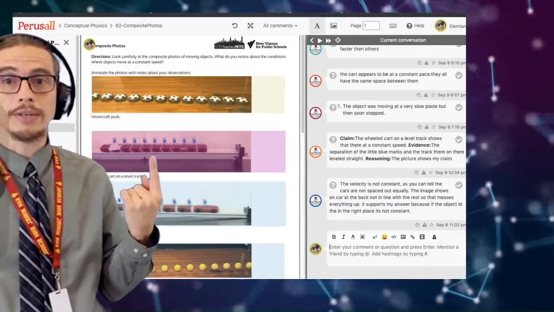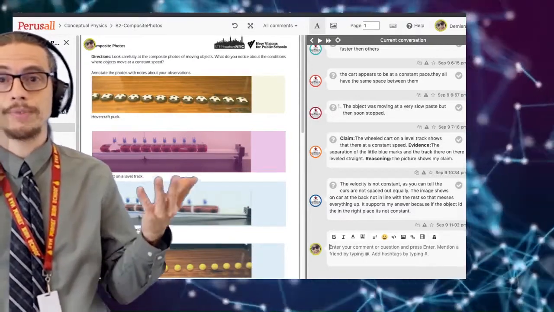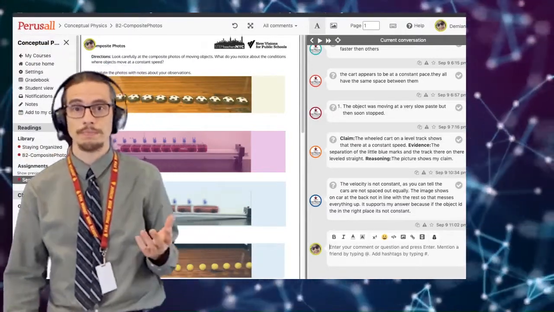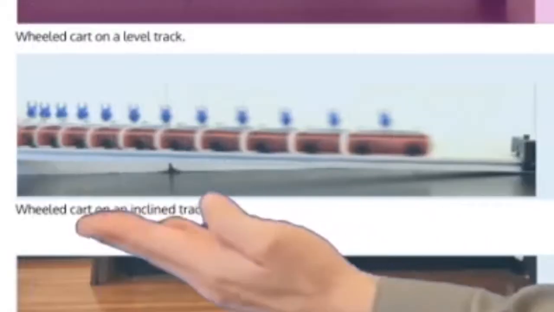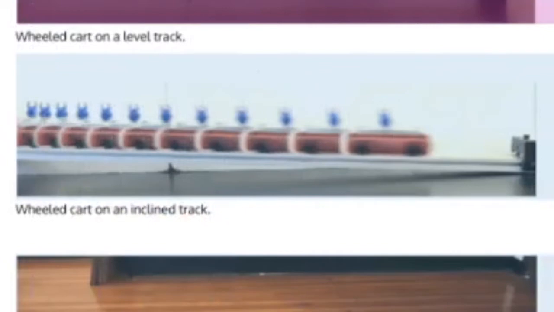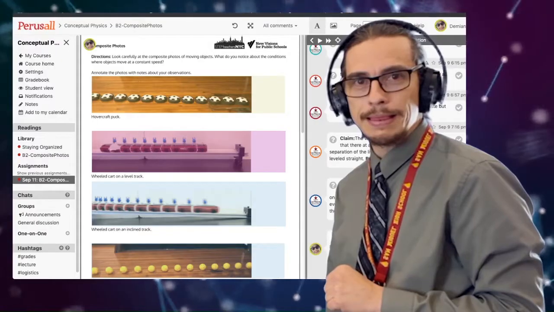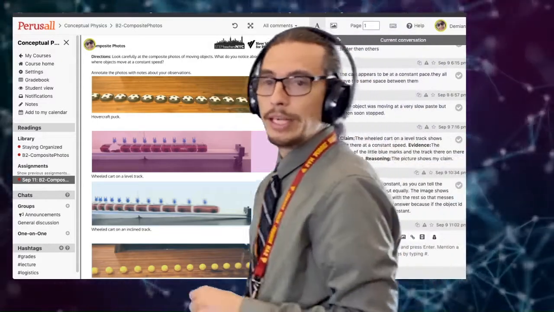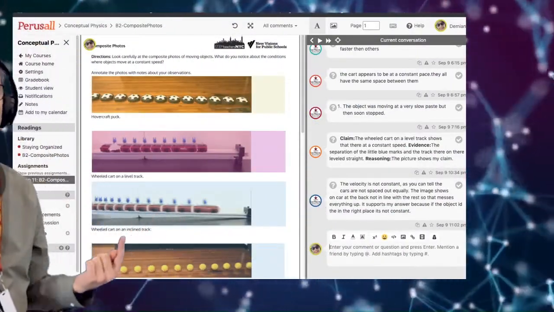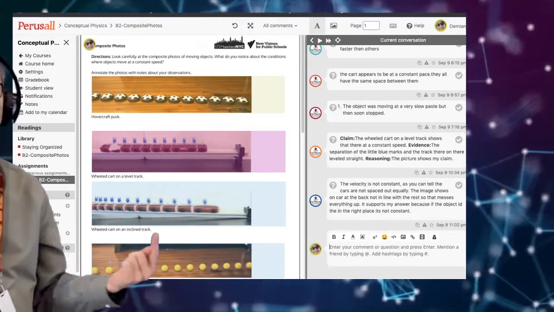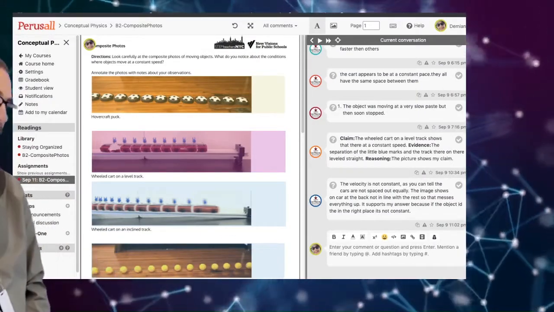Do we know which way it's going, left or right? No. Do we need to know? No. All right. What about this one down here? Is this moving with a constant velocity the whole time? All right. That's your claim. Now, what's your evidence from the picture? Directly from the picture, what is the evidence that this is moving or not moving with a constant velocity?